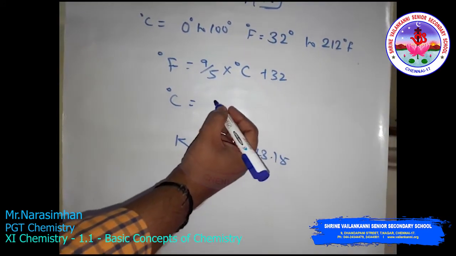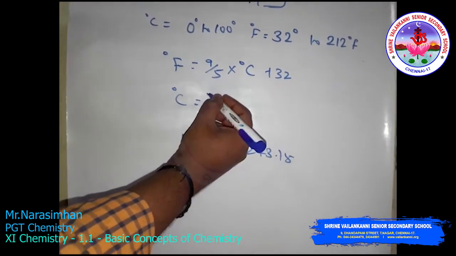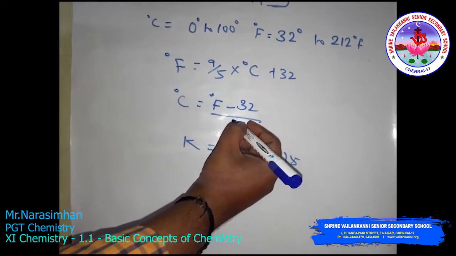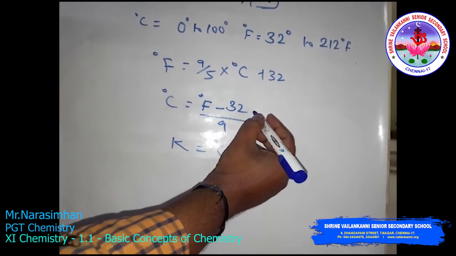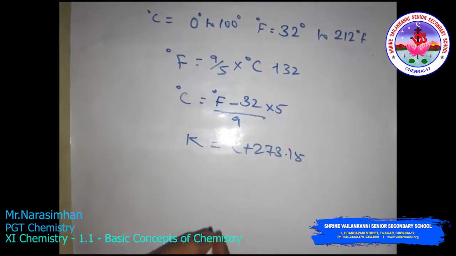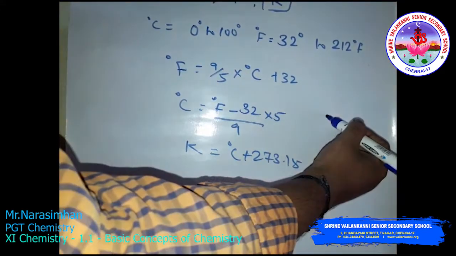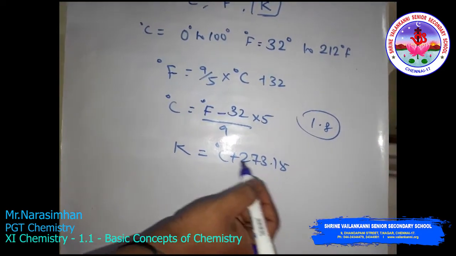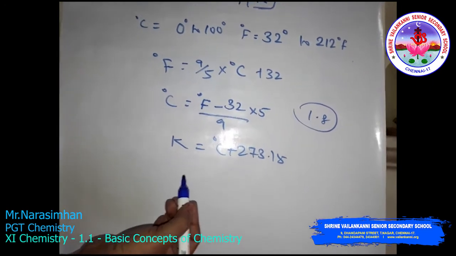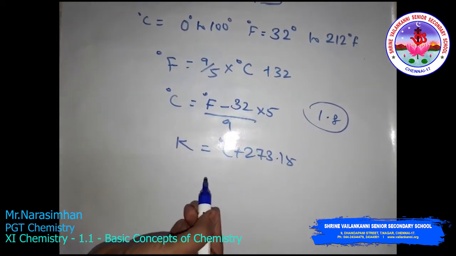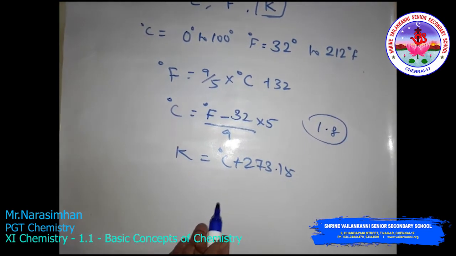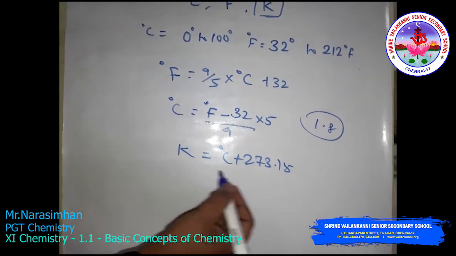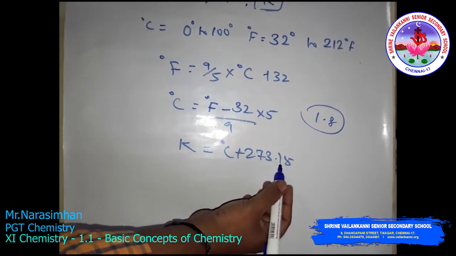Degree Celsius is degree Fahrenheit minus 32, divided by 9, then into 5. Here 9 by 5 is equal to 1.8. So we can use this simple trick to convert degree Celsius into degree Fahrenheit, and degree Fahrenheit to degree Celsius.